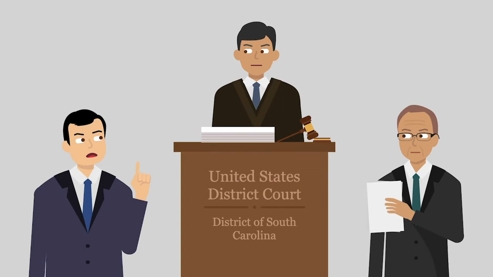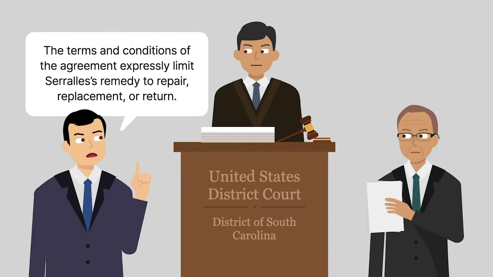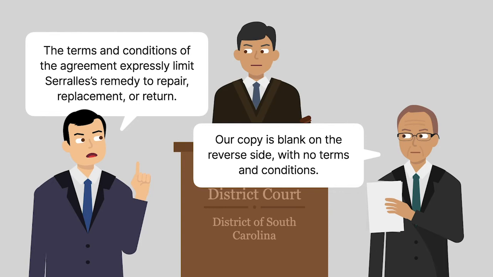Figgie initially argued that the terms and conditions of the party's agreement expressly limited Serralles' remedy to repair, replacement, or return of the equipment. However, Figgie had lost its copy of the agreement. Serralles' copy referred to terms and conditions on the reverse side, but the reverse side was blank.